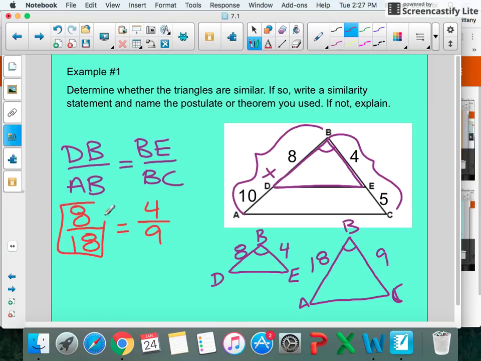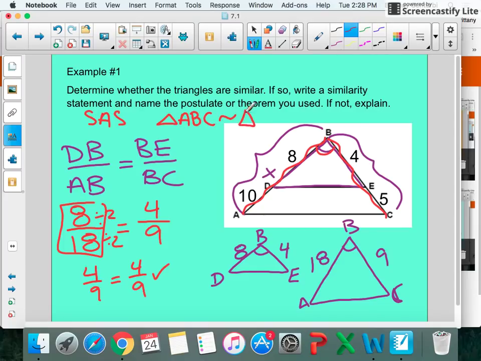However, if we simplify this down, divide the top and the bottom by 2, then we get 4 over 9. So since we have 4 over 9 and 4 over 9, that means that our sides are proportional. These sides are proportional, and we have an angle in between. So by side, angle, side, we know that triangle ABC is similar to triangle DBE. And the similar symbol is just that little part of the congruence symbol. So no equal sign underneath, just a little squiggly line there.